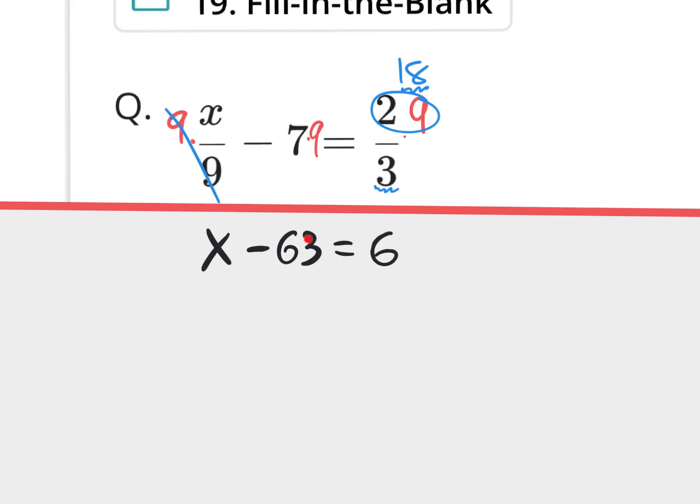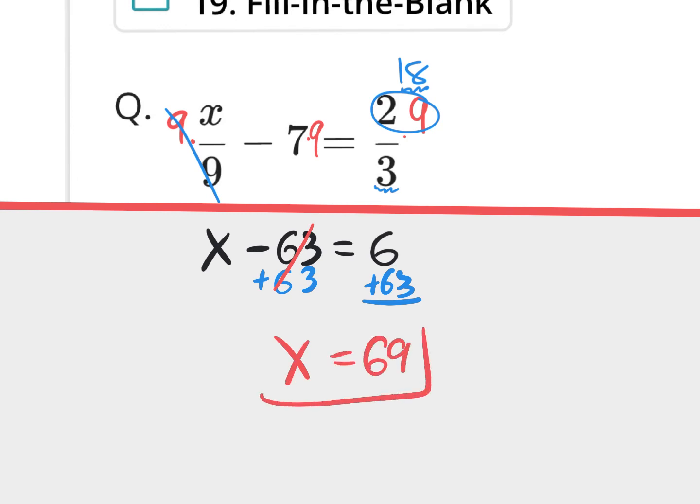Okay. I want to get rid of this minus 63. In order to get rid of that minus 63, I need to do the opposite. Plus 63, plus 63. And that will give us a final answer, x equals 69. Okie dokie. We're done with that one.